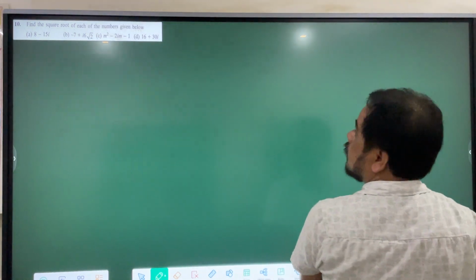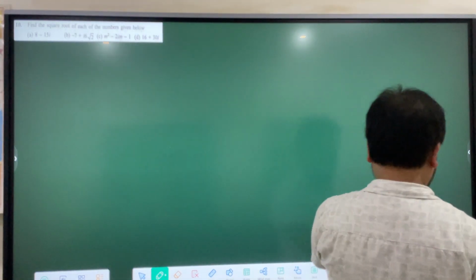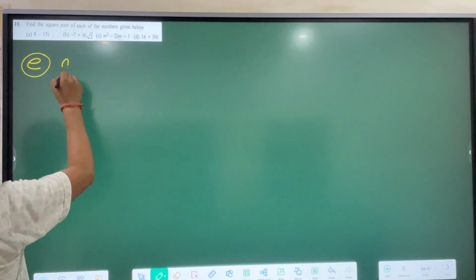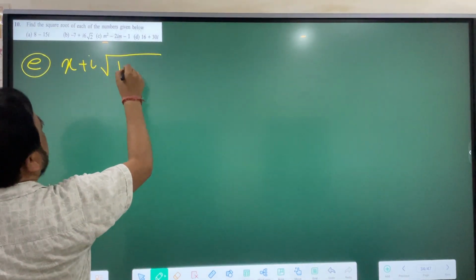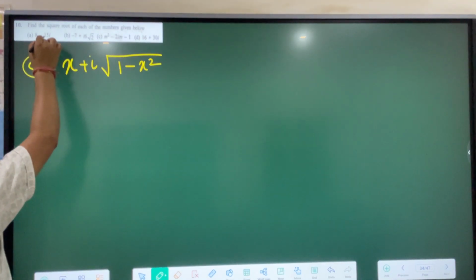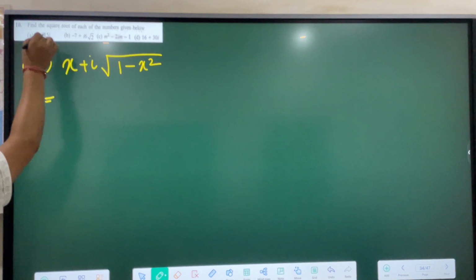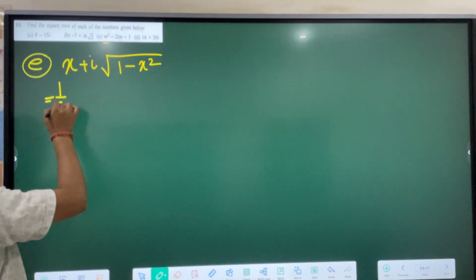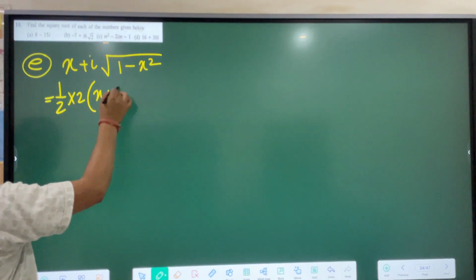Oh, there are more sums, I think. Number E. Let us do number E here. What is E? x plus i square root of 1 minus x square. 1 minus x square. You have to make the i 2 always. Here 15 was there, so half into 2 was there, because in the i term an odd number was there. So here also in the i term an odd number 1 is there, so we have to do half into 2.